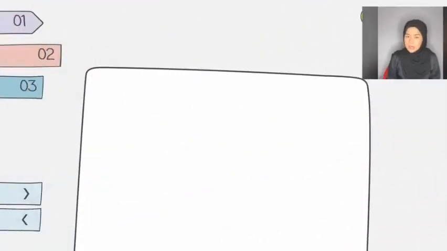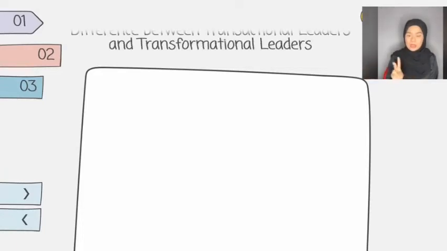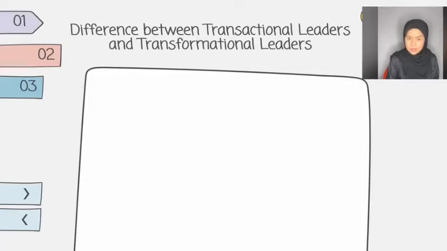And I know it can be quite confusing between transformational and transactional leadership. Worry not. So here are the differences between these two styles. So I think you can read on your own, right? So here it is.